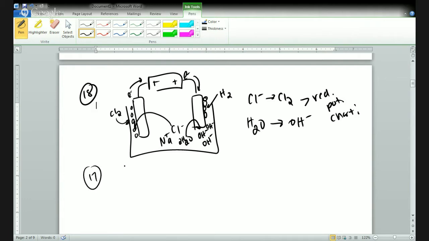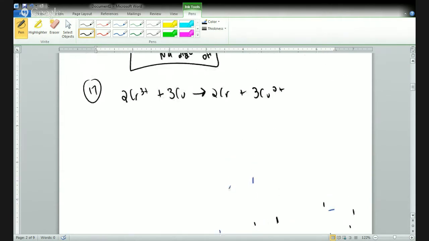Question 17 says, how many moles of electrons are transferred? So we've got this reaction here: 2Cr3+ + 3Cu going to 2Cr + 3Cu2+. So tomorrow on your test, if there's ever a question that says, how many moles of electrons are transferred, what you want to do is write a half reaction, because a half reaction is going to give you an idea of how much is happening as long as it's balanced. If it's not balanced, you want to balance it first and then write the half reactions.